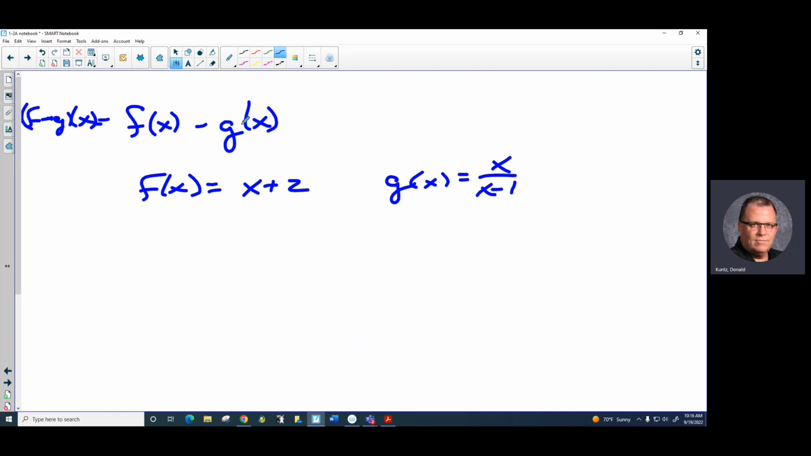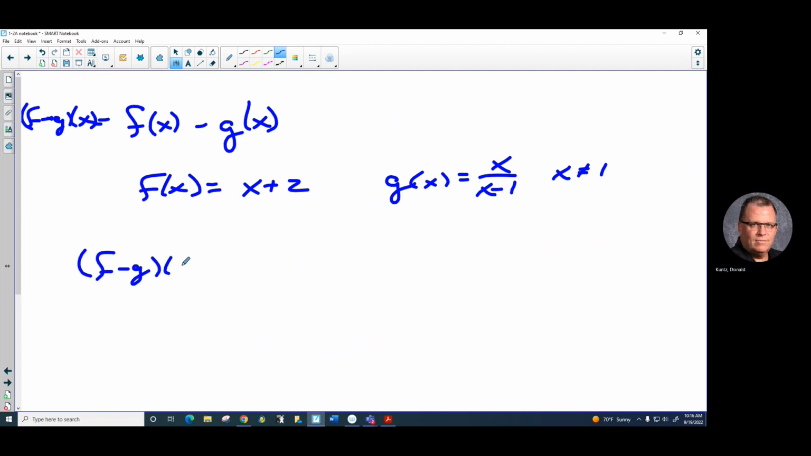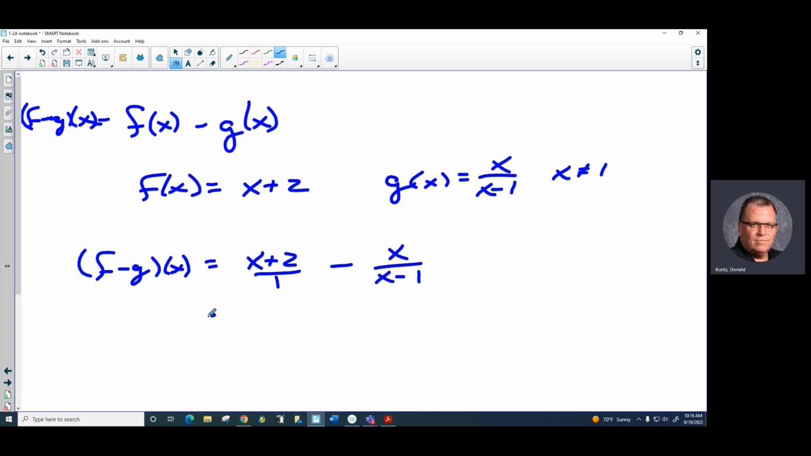this again is combining two functions using an operation. We already know x cannot equal 1 for this rational expression. So now when we want f minus g of x, we have to take that into consideration. We've got x plus 2, and I want you to think of that as over 1 minus x over x minus 1. This is not fully simplified, and this is the problem. Remember, we always want fully simplified solutions.